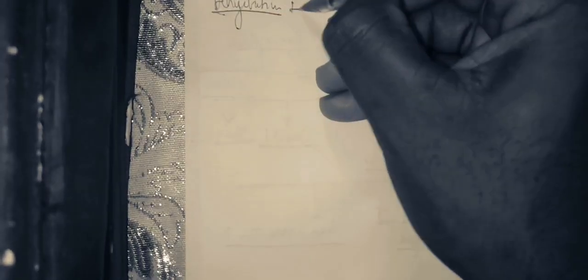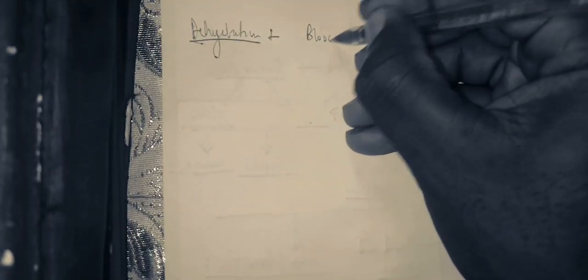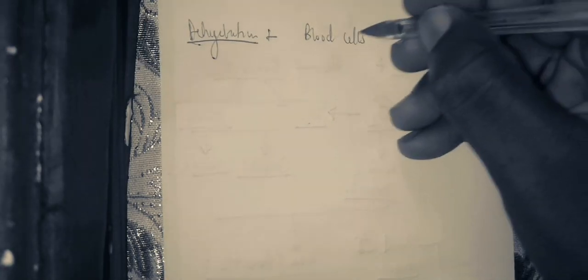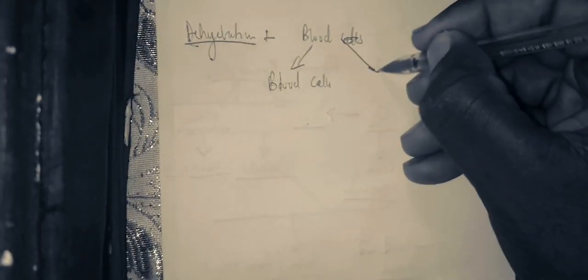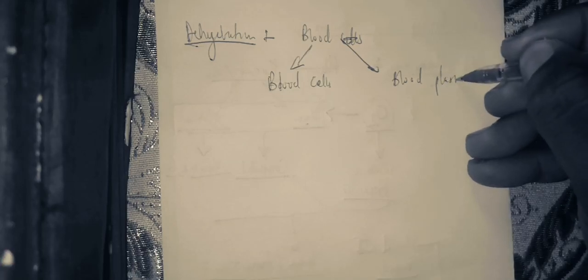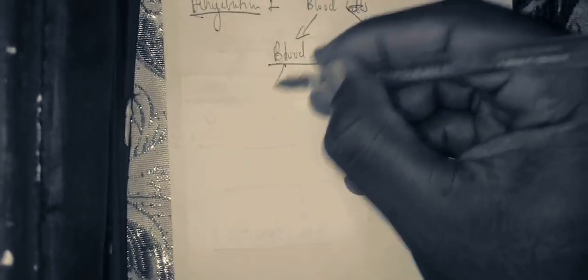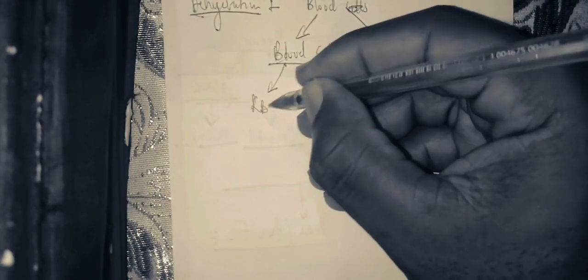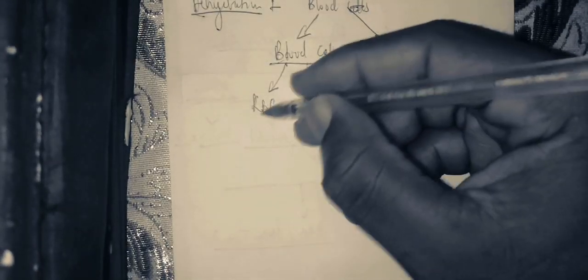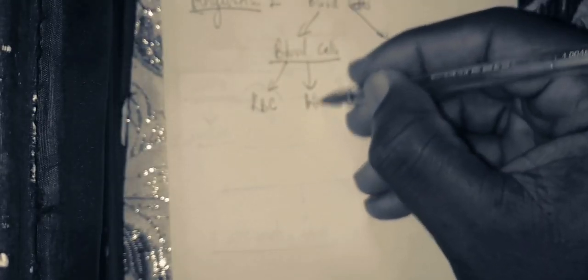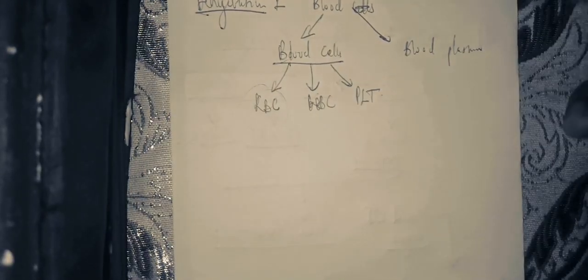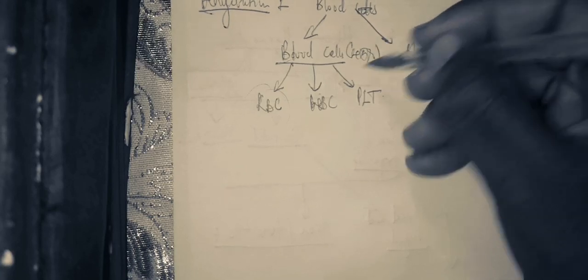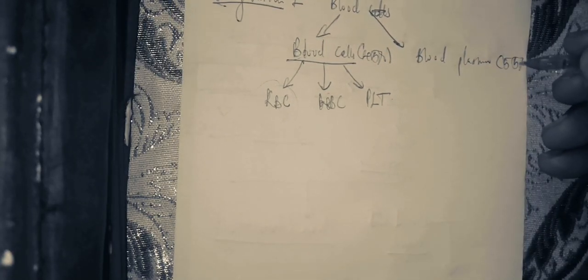So for dehydration, you have to know that blood is made up of two components: the blood cells, and the blood plasma. Is it clear? So those are the two major parts of the blood. The blood cells are made up majorly of the red blood cells, then the white blood cells, and then the platelets. Is it clear? So those are the three major components. 45% of the blood is the blood cells, while 55% is the plasma.